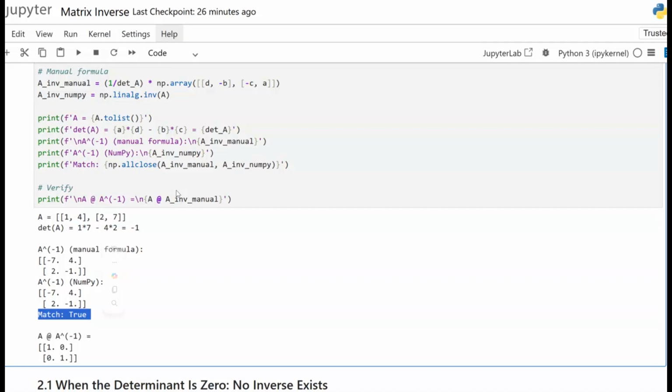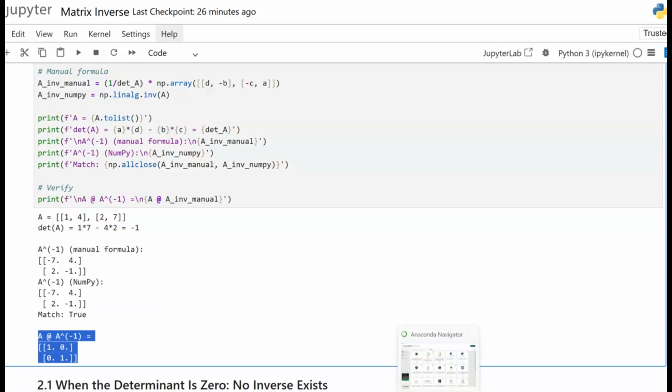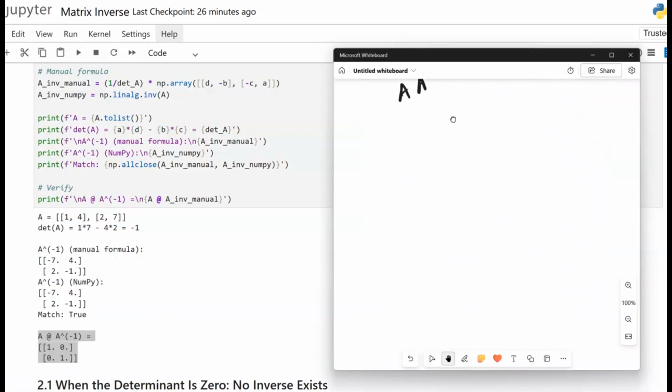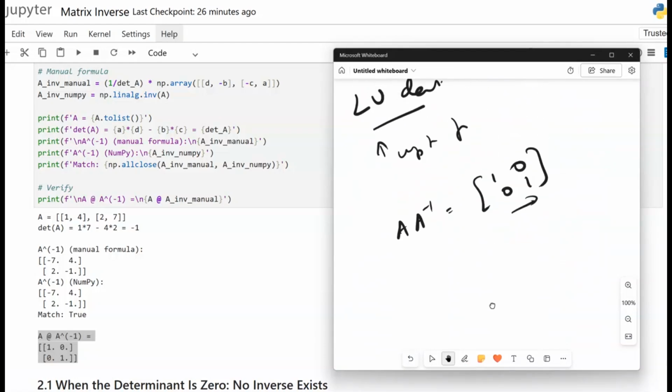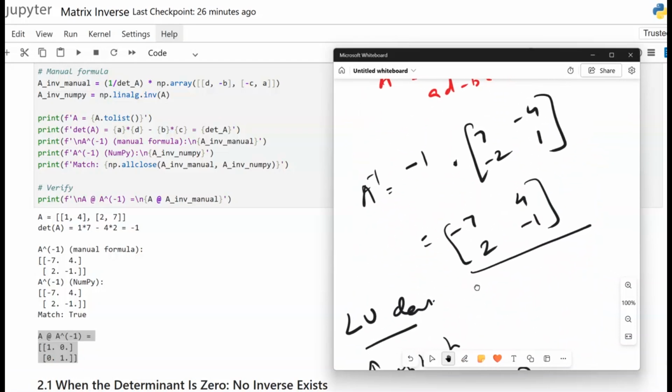Yes, it is the result. So the exact verification here is A multiplied by A inverse, which is equal to I. So dear friends, why does this exact equation work? Kindly observe one thing. We have a matrix. So again, I go above, kindly observe. Here we have a matrix like this one. Here it is D, minus B, minus C and A. So this is the exact inverse functionality.